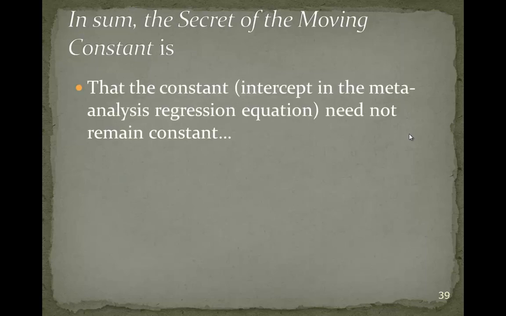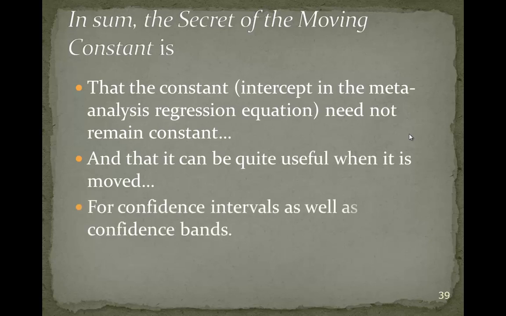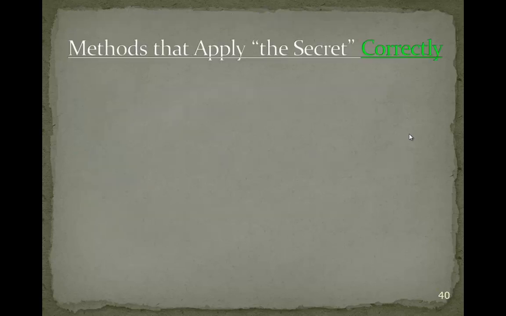So in sum, the secret of the moving constant is that the constant need not remain constant. If you're kind of hung up on moving constants because constants are supposed to be not moving, then maybe think about a moving intercept. It can be quite useful when you move it, for confidence intervals as well as confidence bands.